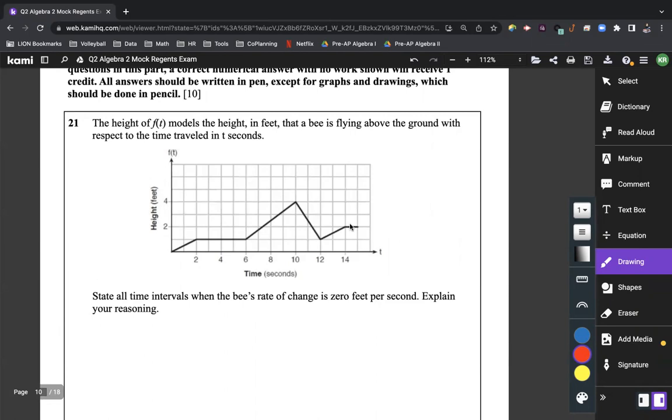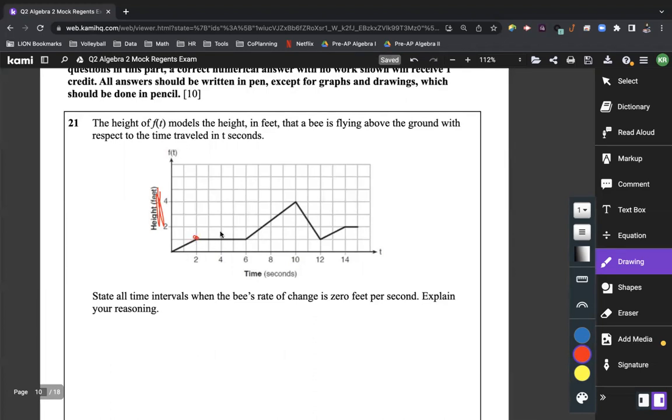What I will say is that you guys did a great job adhering to the measurements of the table, which is an improvement from quarter 1 also. It says state all time intervals when the bee's rate of change is 0 feet per second. Explain your reasoning. I'm not going to go over the semantics. 0 feet per second means that my height is here, so my line cannot be increasing. But my time can go as long as it wants.